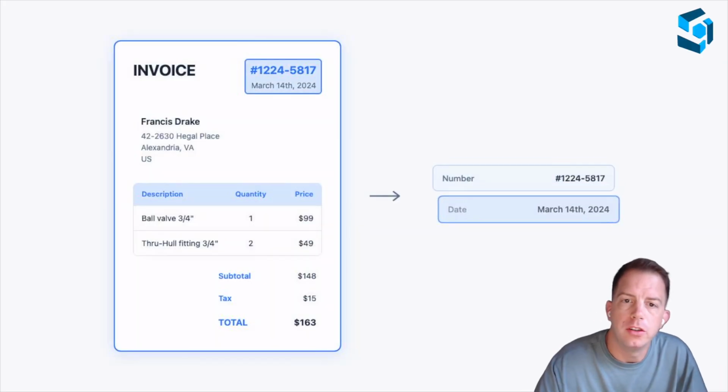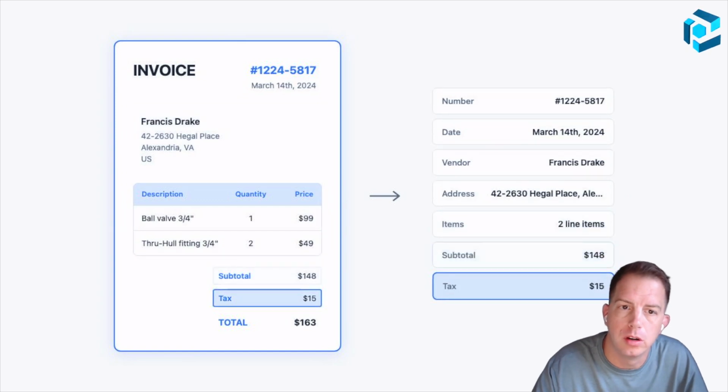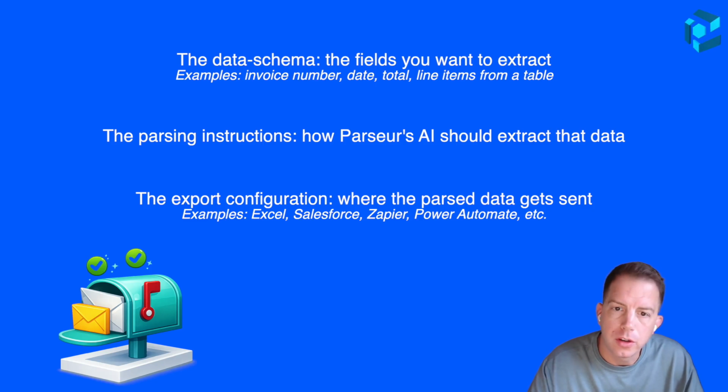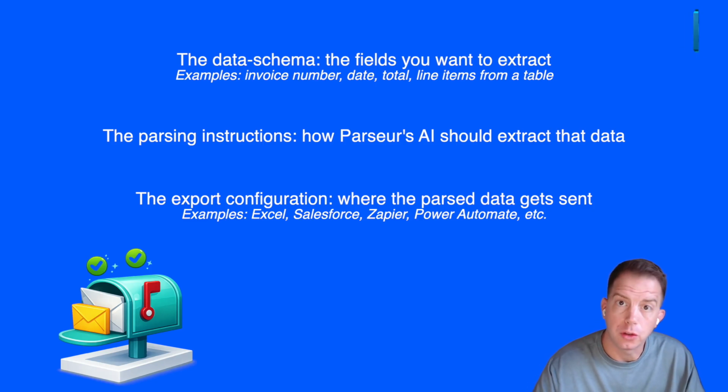First, it's important to understand what a mailbox represents in Parseur. A mailbox defines three things: the data schema, which is the fields you want to extract; the parsing instructions, how Parseur's AI should extract the data; and the export configuration, where the parsed data gets sent. So a mailbox isn't just a folder for documents, it's really a complete parsing configuration. This means the number of mailboxes you create should be driven by your output and workflow, not just how many vendors or layouts you have.